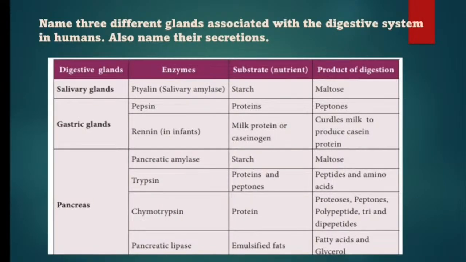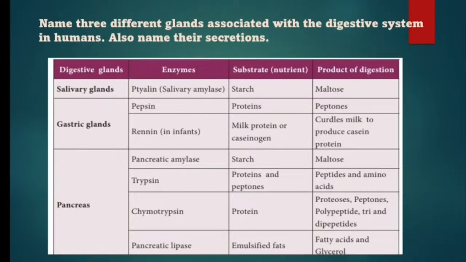Name three different glands associated with the digestive system in humans. Also name their secretions. So I have given four here. You can write any three. Actually I have given four.